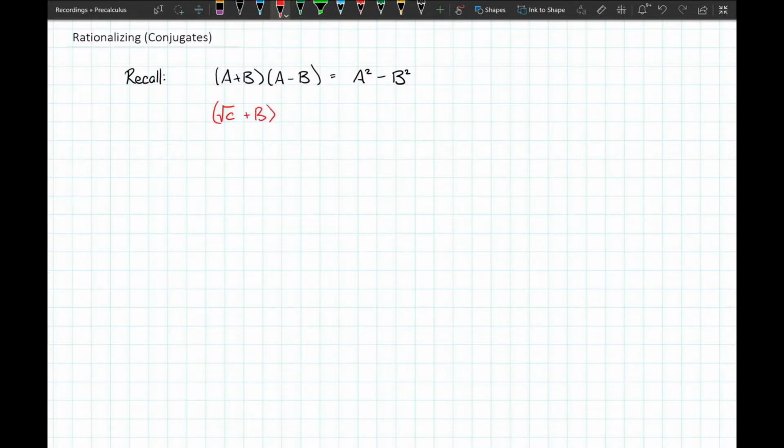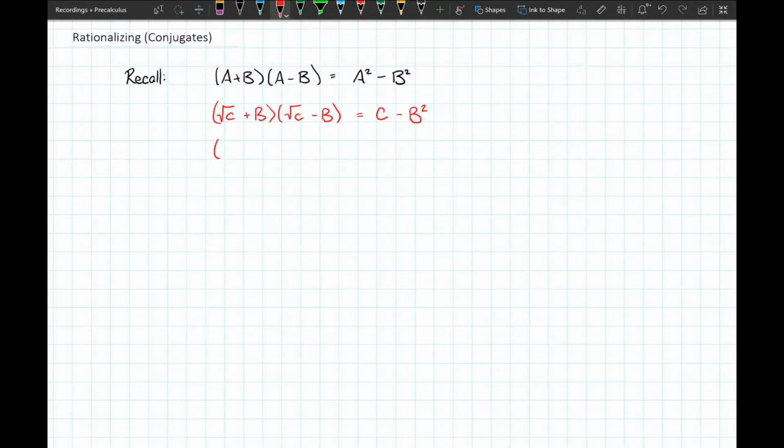And if we apply that same difference of squares formula, we get the root of c times the root of c, but root c squared is simply just c. But we still end up with the difference of squares. The change here is that the square of a square root is simply just what is inside the root.